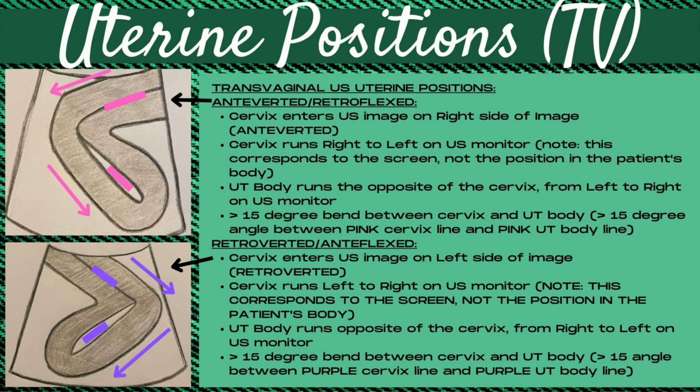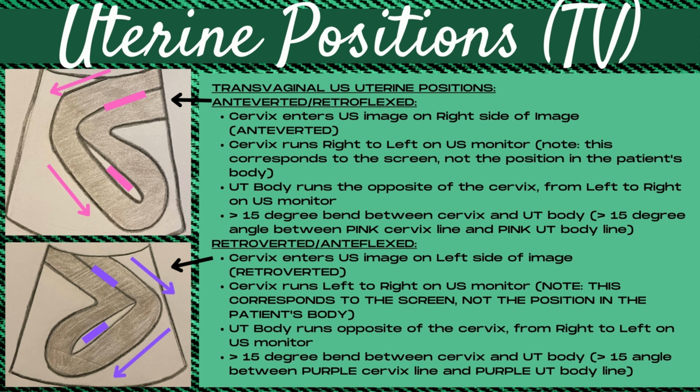The last two uterine positions for a transvaginal ultrasound are anteverted and retroflexed, and retroverted and anteflexed. In the top image, the uterus is anteverted and retroflexed. The cervix enters the ultrasound image on the right side of the image, which means it's anteverted, and the cervix runs from right to left on the ultrasound monitor. And note that this corresponds to the ultrasound screen, not the position in the patient's body.